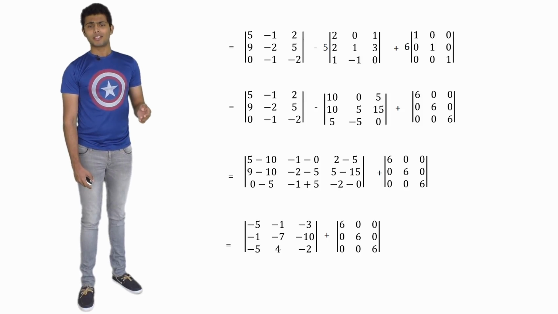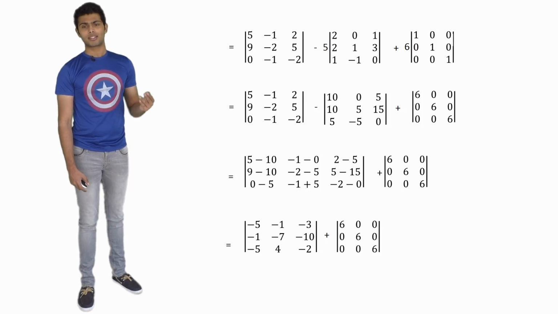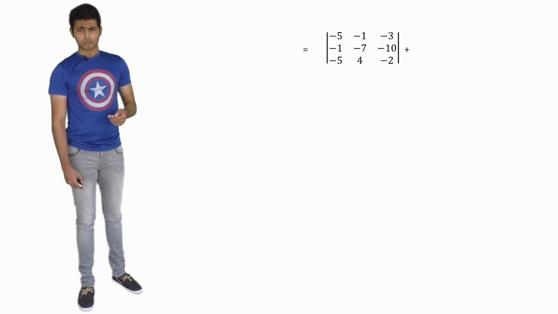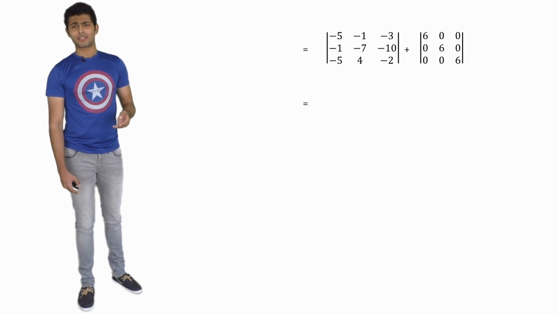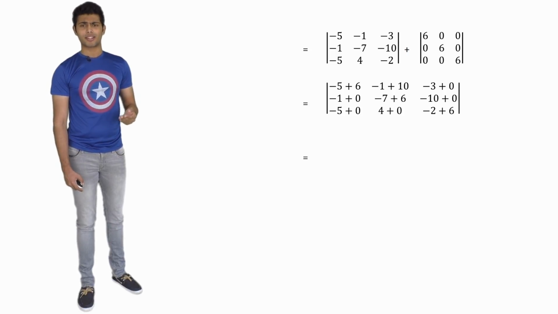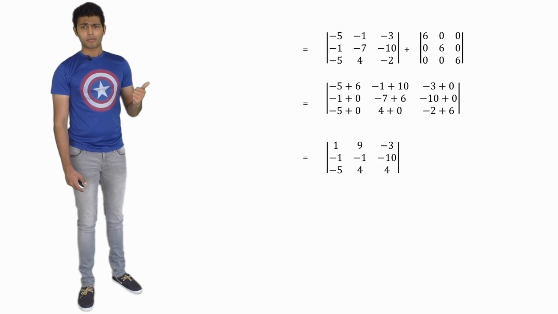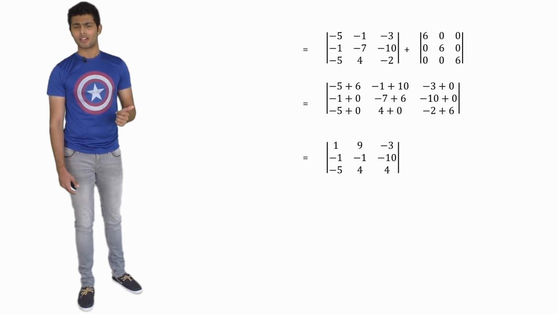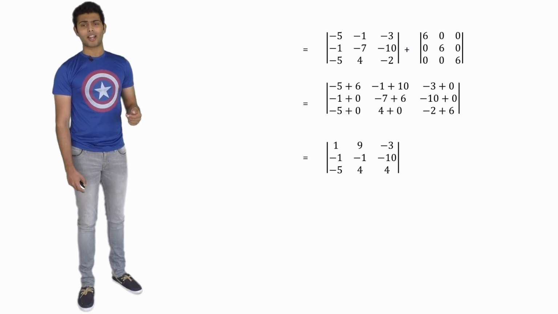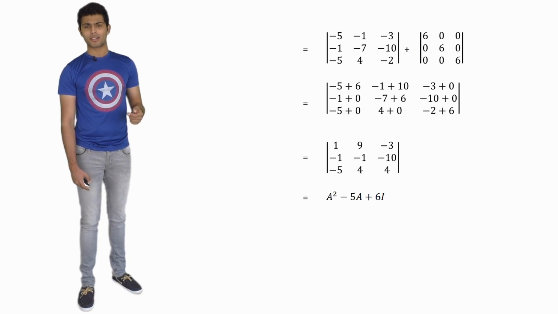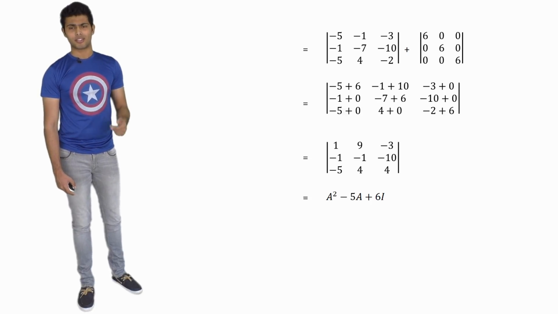So we're going to add this to the other matrix, which has 6, 0, 0, 0, 6, 0 and 0, 0, 6. When we add these two matrices, the value we get is 1, 9 and minus 3 in the first row, minus 1 and minus 10 in the second row, minus 5, 4 and 4 in the third row. So this is going to be the value of the expression A squared minus 5A plus 6I. So that is your answer.